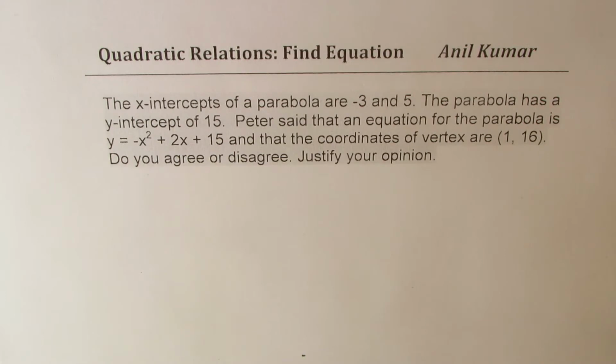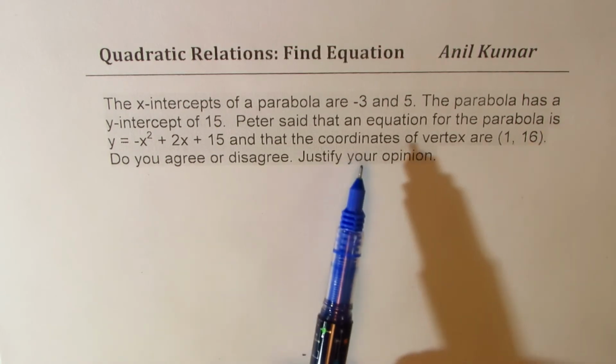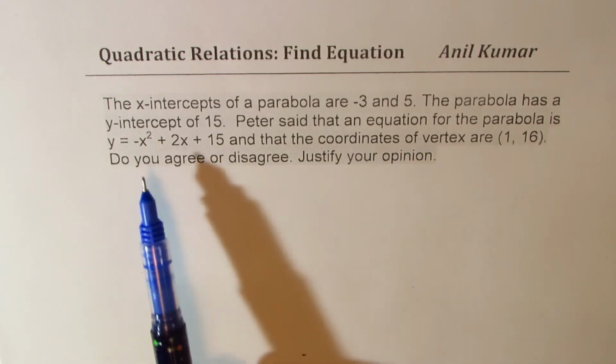Question number 2 here is: the x-intercepts of a parabola are minus 3 and 5. The parabola has a y-intercept of 15. Peter said that an equation for the parabola is y equals minus x squared plus 2x plus 15, and that the coordinates of the vertex are 1 and 16. Do you agree or disagree? Justify your opinion.